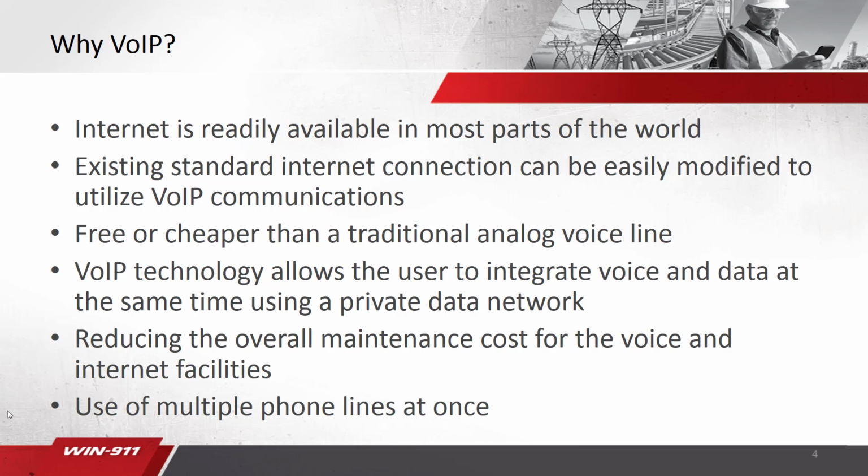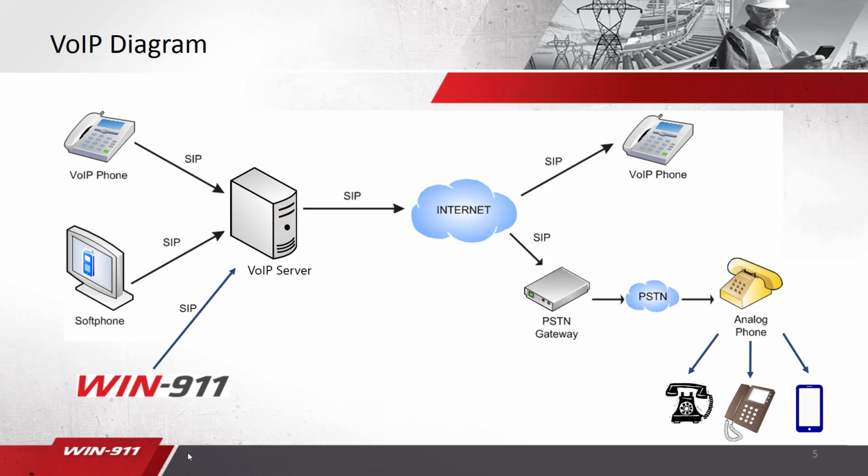And you also get to use multiple phone lines at once, which when it comes to alarming can be a nice plus. If you have multiple critical alarms going off at the same time, you can notify people on different phone lines at once to get people notified much quicker.